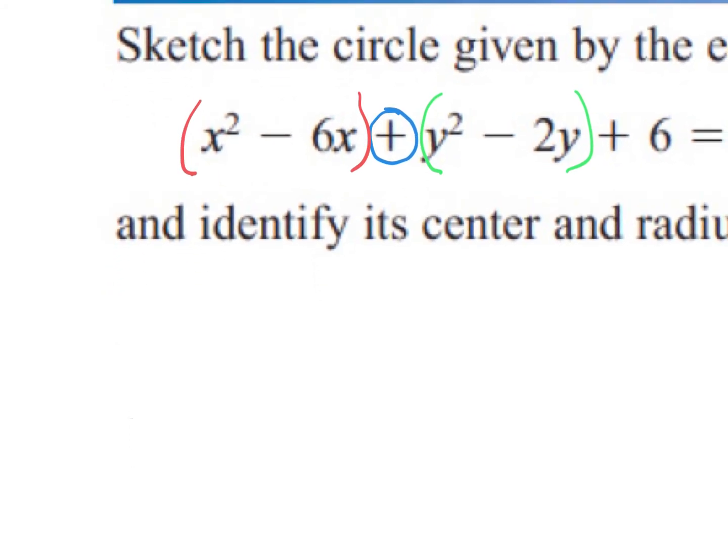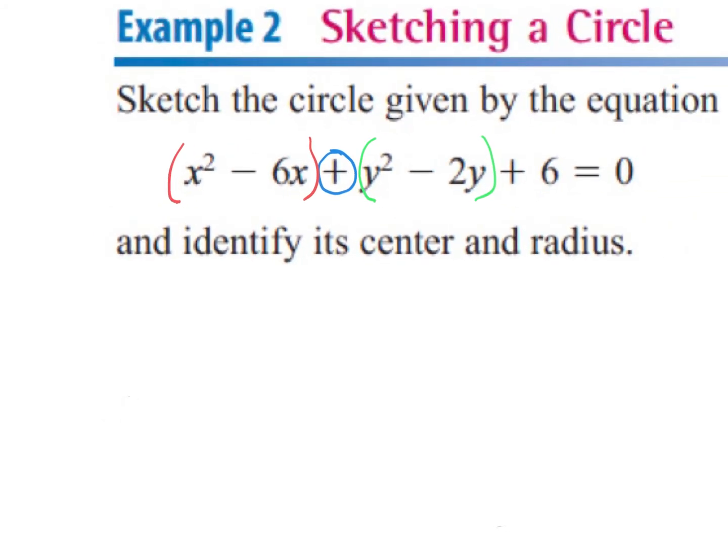The first thing you're going to do after you group is you want to move whatever constant is on this side, you want to move it to the other side. So watch how I rewrite this. I'm going to write this as x squared minus 6x, and then leave a little space, plus y squared minus 2y, and leave a little space. And then what does that 6 become when I move it to the other side? Negative 6. Good.